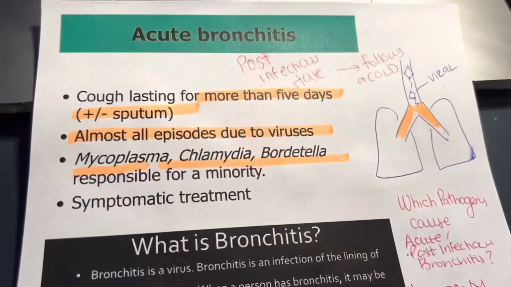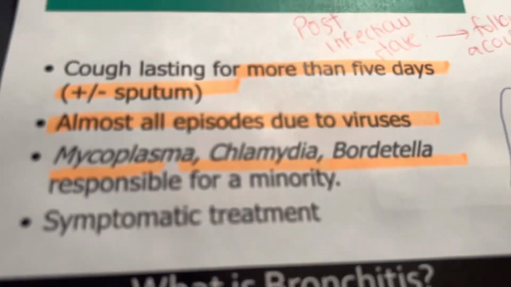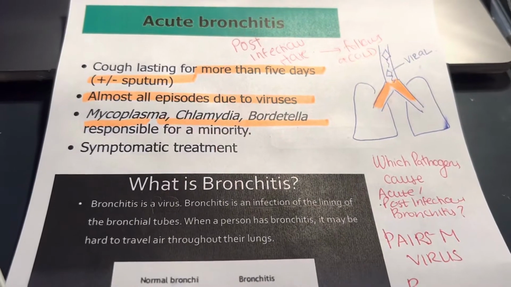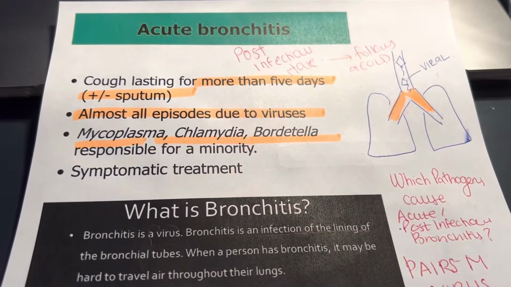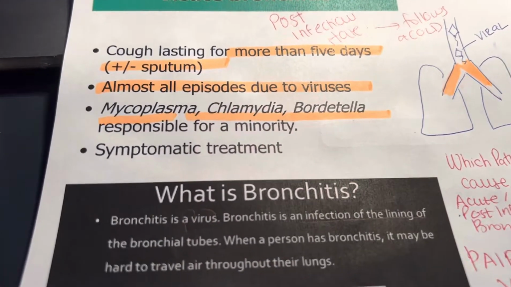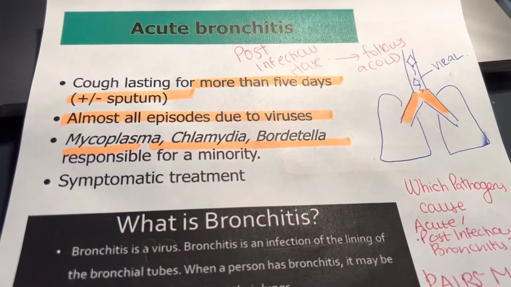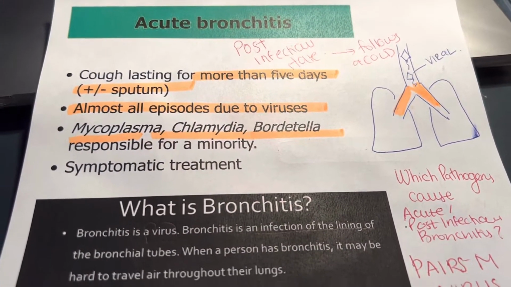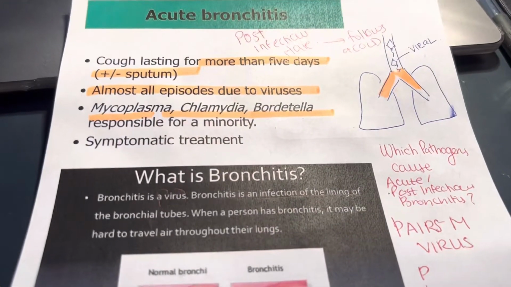What are most episodes of acute bronchitis because of? Almost all episodes of acute bronchitis are due to viruses. If there are bacteria involved, what are those? They're typically the atypical ones, so mycoplasma and chlamydia. How will we address the treatment of acute bronchitis? We will do symptomatic treatment.